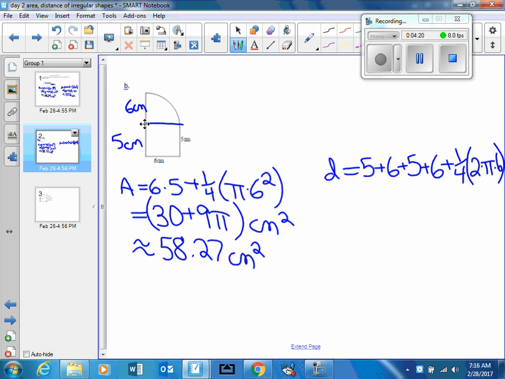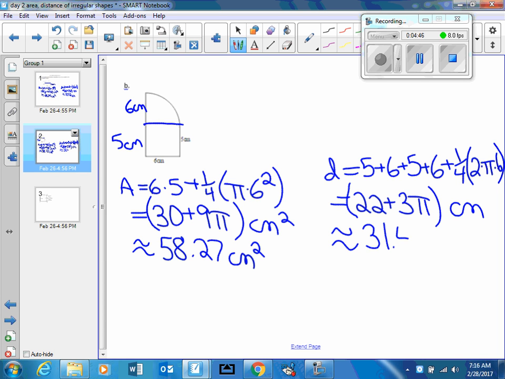So now I'm going to use my calculator to do the adding. 5, 6, 5, and 6 would be 22, plus 2 times 6 is 12. A fourth of 12 would be 3 pi, and that entire thing is labeled centimeters. Now again, I'm going to use the pi button. I'm going to multiply 3 times pi first, and then to that amount I'm adding 22, and rounding that to the nearest hundredth, I get 31.42 centimeters.